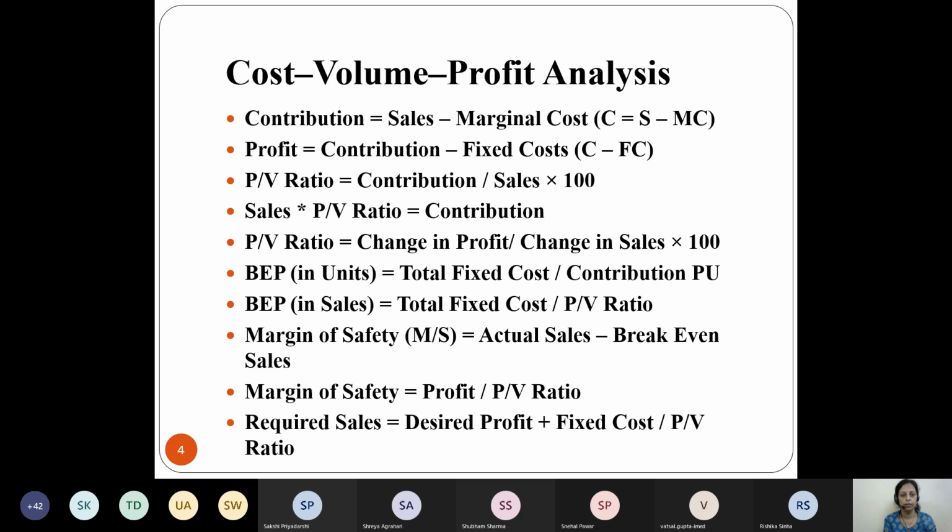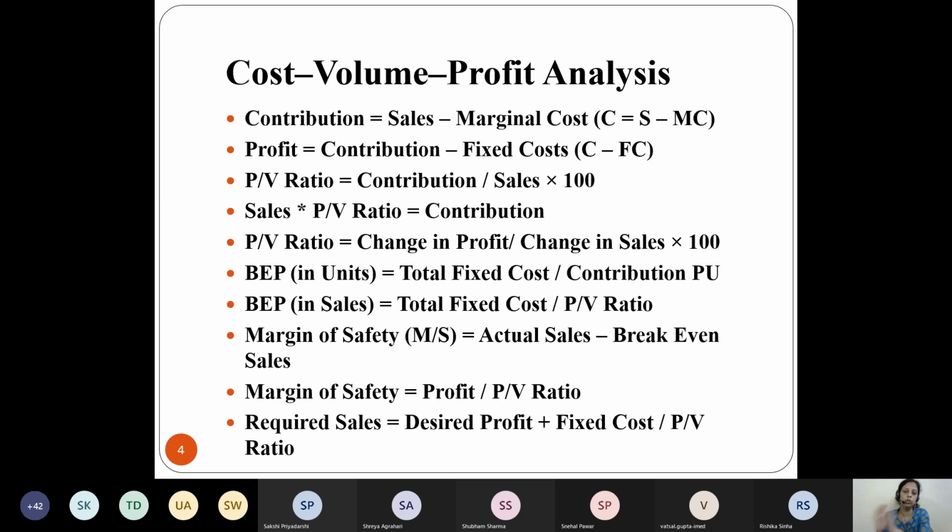Okay. So what is the meaning and what is the significance? See, what happens, the sales are given in lakhs. Suppose they are 5 lakhs, 8 lakhs, etc. Then the contribution will be in different figures.